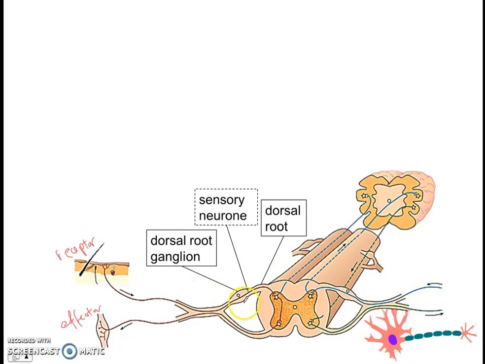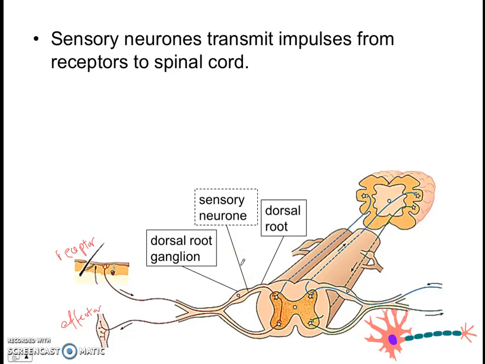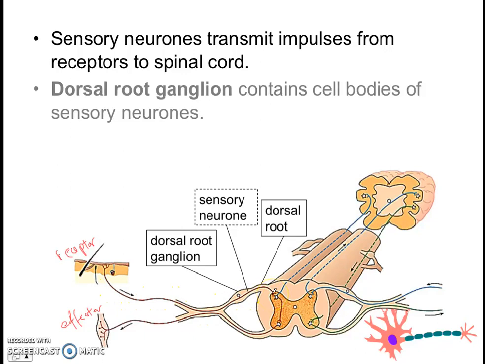Okay, so let's take a closer look now at the dorsal root. What do you notice is inside the dorsal root? So you should notice that inside the dorsal root, what we find are sensory neurons, right? Here are the sensory neurons transmitting impulses from the receptor to the spinal cord. And you can see that the cell bodies of the sensory neurons, here's the cell body of a sensory neuron, are all found inside the dorsal root ganglion. So this bulge here is called the dorsal root ganglion, and it contains cell bodies of sensory neurons.